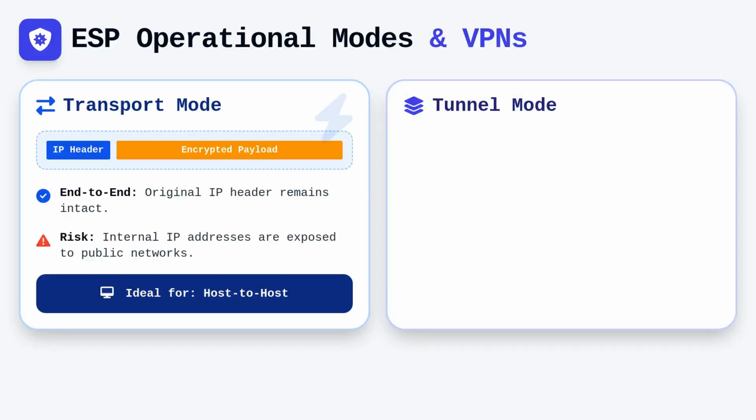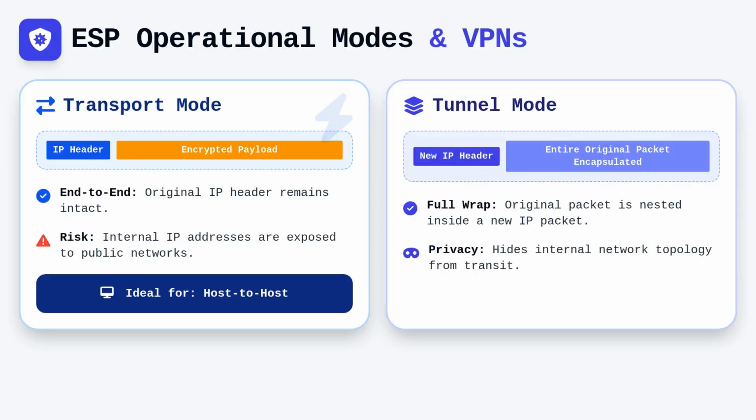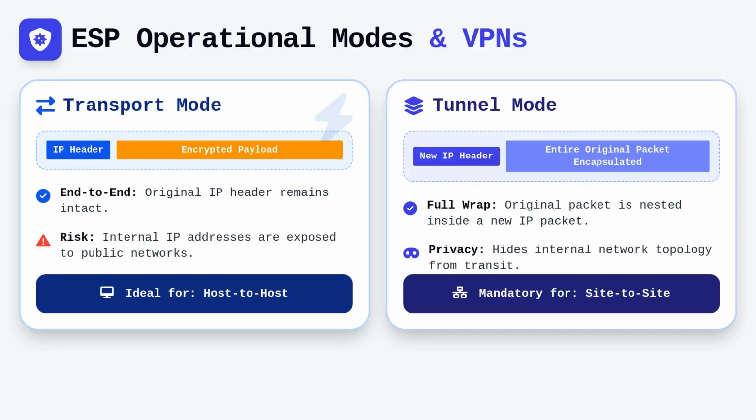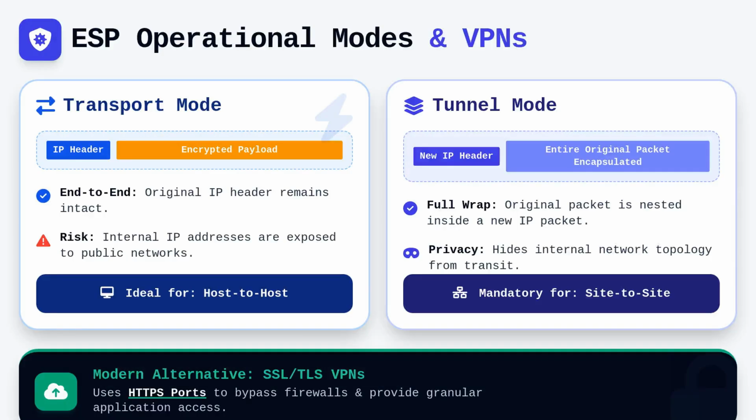Tunnel mode, by contrast, encapsulates the entire original IP packet within a new IP packet, effectively hiding the internal network topology from the transit medium. This is the mandatory requirement for site-to-site VPN configurations because it allows two routers to act as proxies for their respective internal subnets. While IPsec is foundational, modern development often favors SSL/TLS VPNs for remote access because they bypass the firewall traversal issues that frequently plague IPsec implementations.